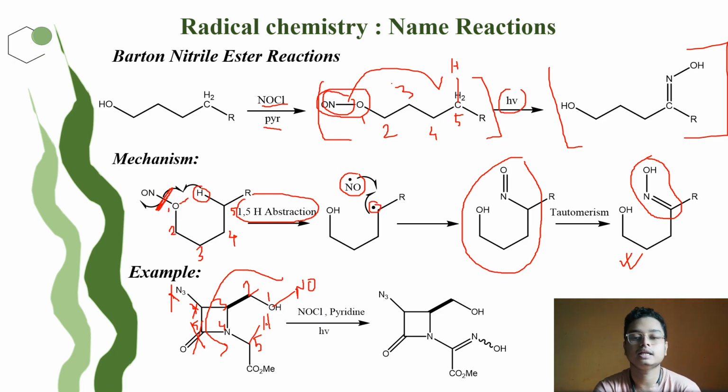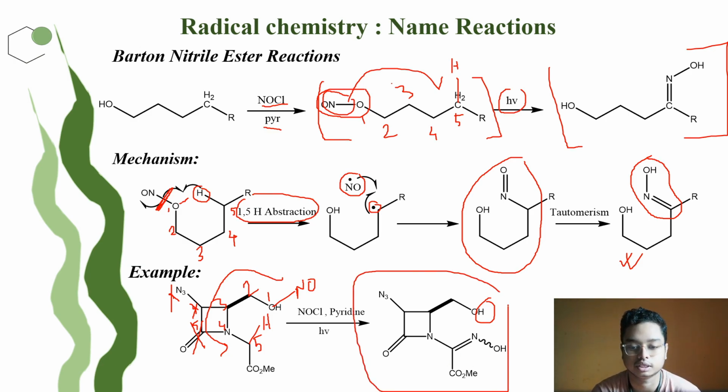The simple hack for this reaction is that you have to find the fifth hydrogen, and then you just completely swap. Here it contains a hydrogen, which comes from here, and this NO will combine here, and after tautomerization we will get our product.